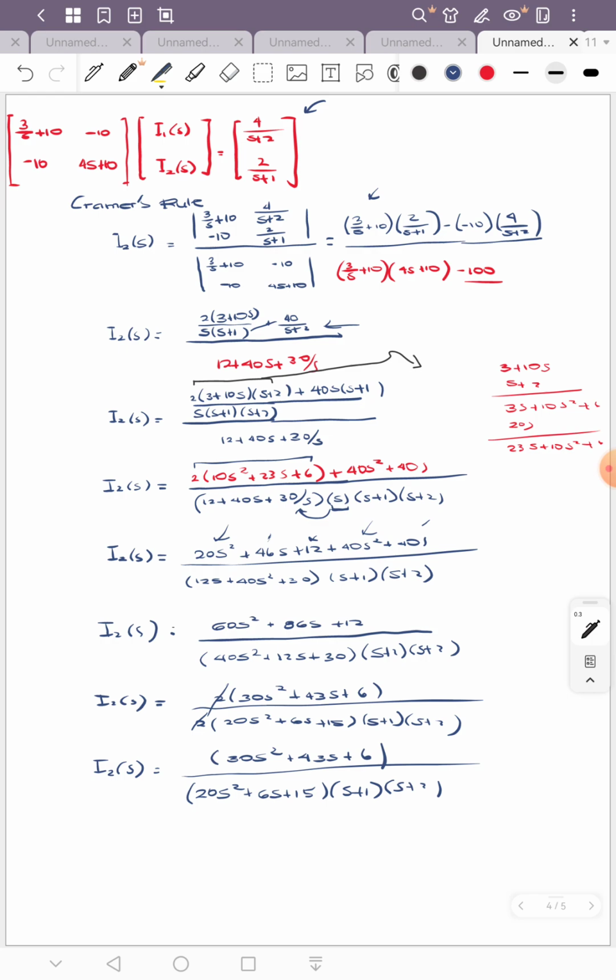This is the value for our I2 of S. Okay, so this is the value for I2 of S.